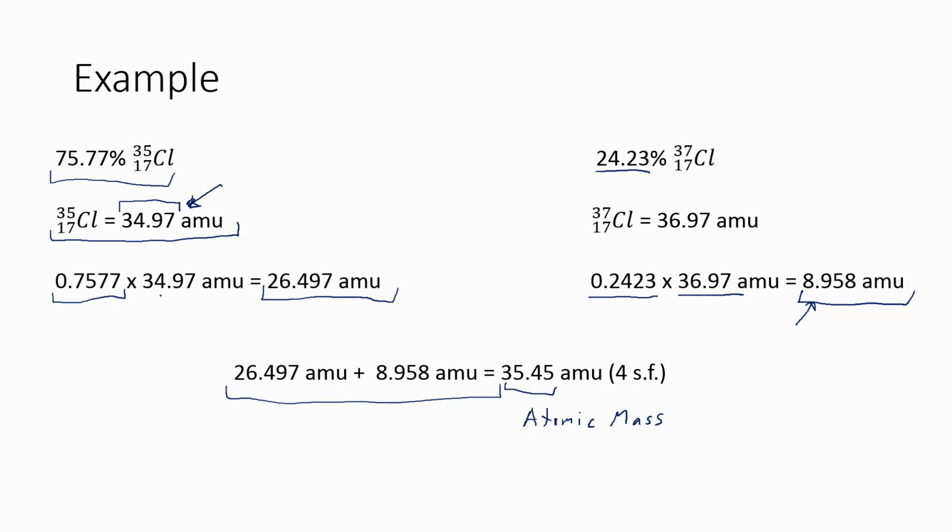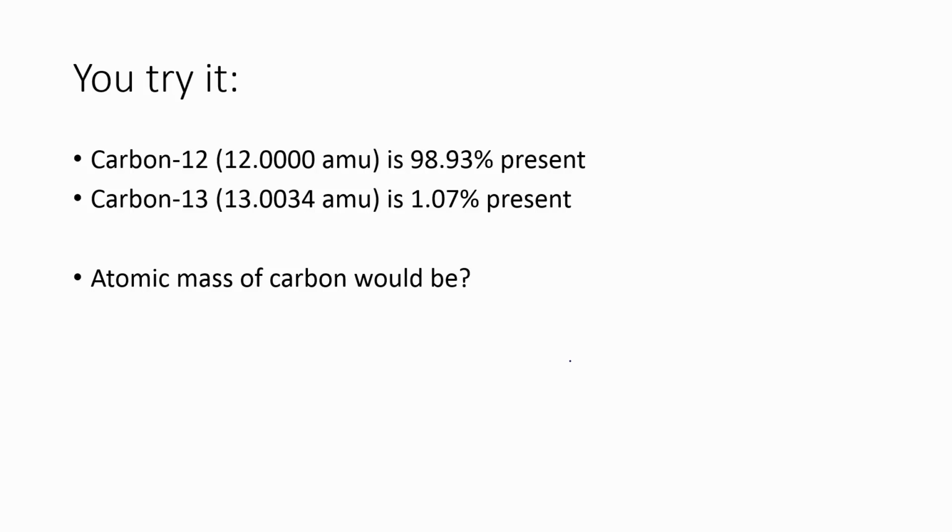Okay, so that's how these things are calculated. The abundance times the mass gives a portion. The abundance times the other mass of whatever's present gives another portion. Add those two portions together, and we get the overall weighted average that we use for a sample of those particular atoms. So you give this a shot. Go ahead and pause it, run through the exact same way that we did this before, and see what you come up with.